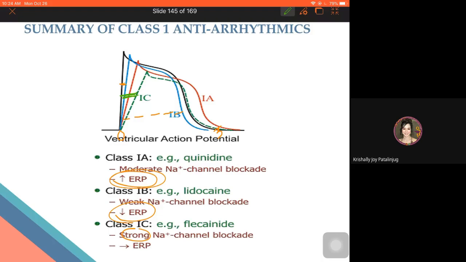And take note, insignificant ang potassium channel blockade effect ng mga class 1C agents, kaya unaffected ang repolarization phase. Tingnan yung repolarization phase, unaffected. Kaya ang ultimate effect sa refractory period, unaffected. It remains the same compared to without drug, or simply no effect on the effective refractory period or on the action potential duration. So these are the sodium channel blockers. We are done with sodium channel blockers class 1.